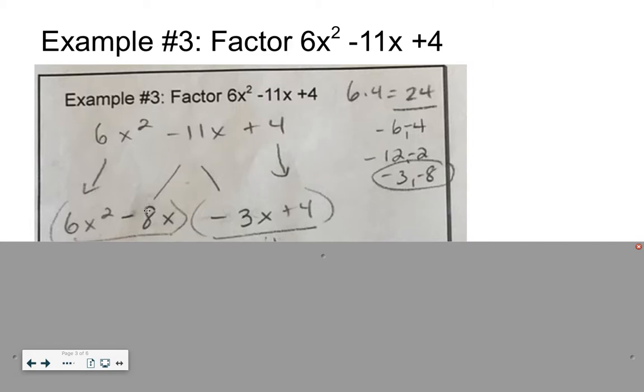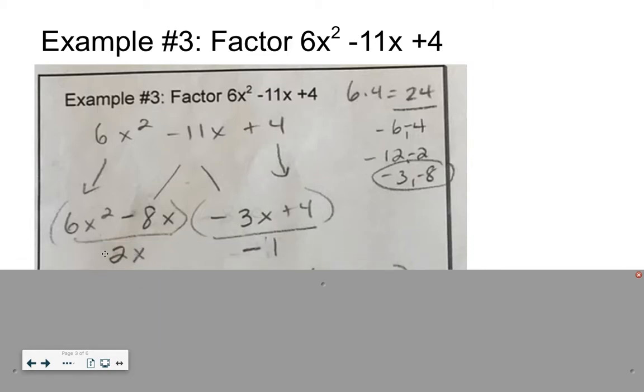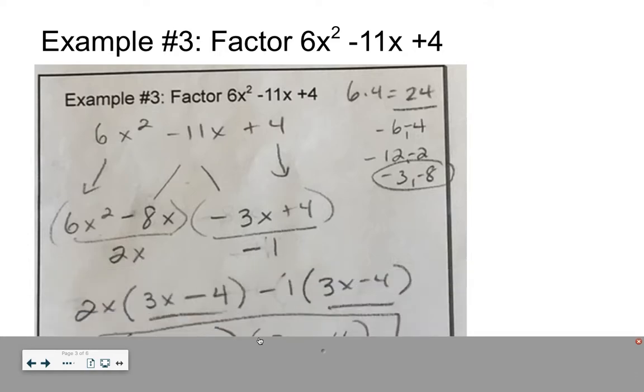So we can try it that way. We can try it this way. You should get the same answer either way. So in this case, it looks like I decided to put the negative 8 first and then the negative 3. If I pull a 2x out of this first one and a negative 1 out here, we'll get the same thing.